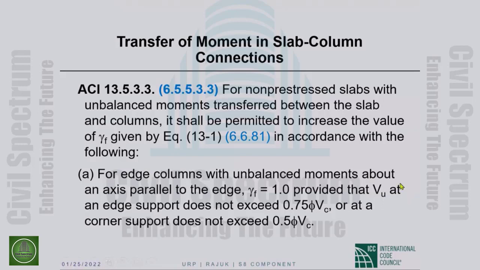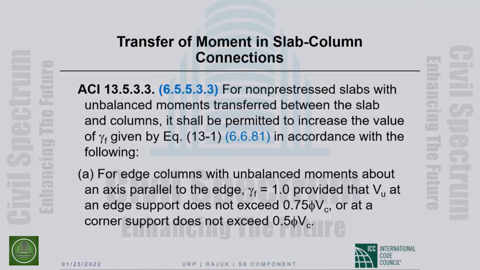If the V sub u, we know V sub u by now, the required shear strength. V sub u is the required shear strength without any moment transfer. If V sub u is less than or equal to 75% of phi times V sub c at an edge column. If it is a corner column, then we can do the same thing. We can increase a gamma sub f of 0.6 all the way up to 1 if V sub u is less than or equal to 0.5 times phi V sub c.